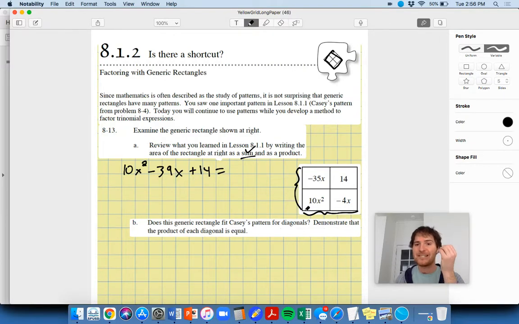What's the base times the height? Each of those would be factors. The base is a factor, and the height is a factor, because base times height equals that area as a sum right here. Okay, so let's check it out.